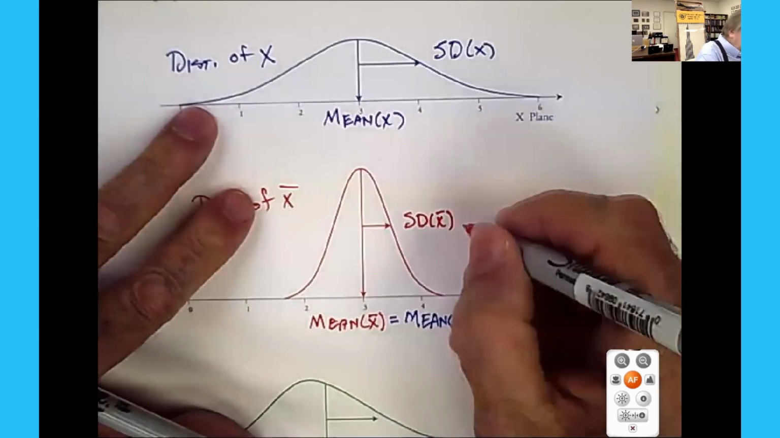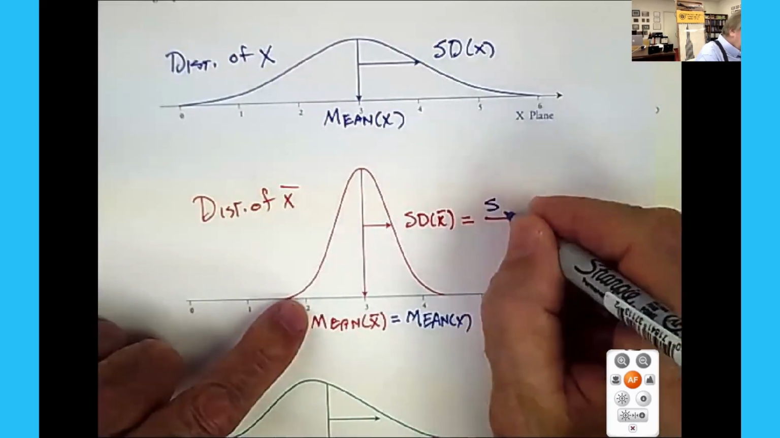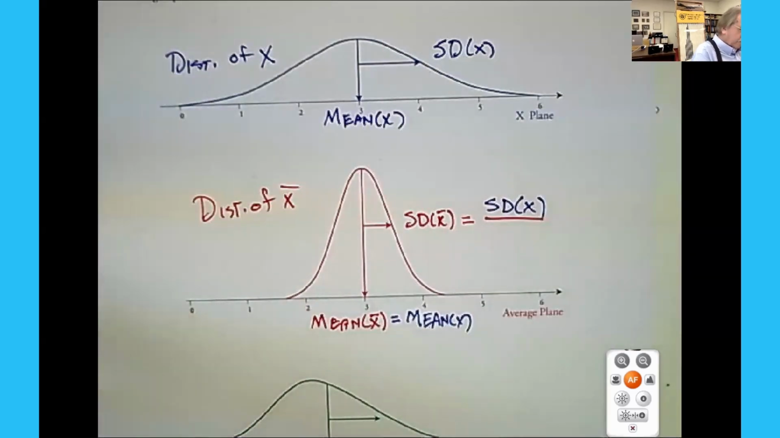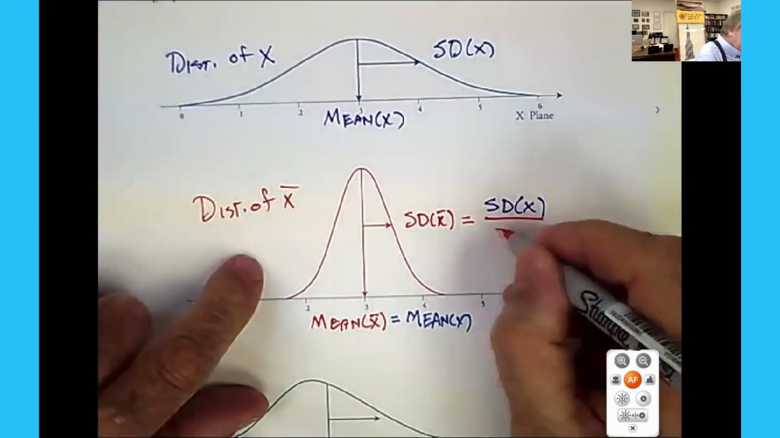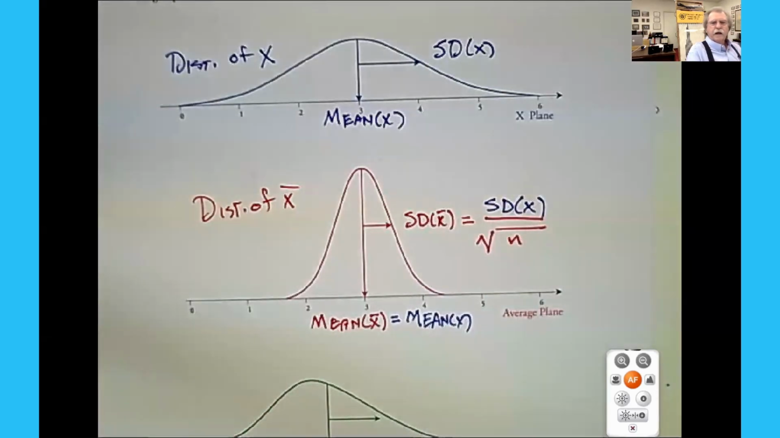And the standard deviation for the distribution of x bar is the standard deviation for the distribution for x divided by the square root of the subgroup size, n. So if I know the first two parameters, I know the second two. That's nice.